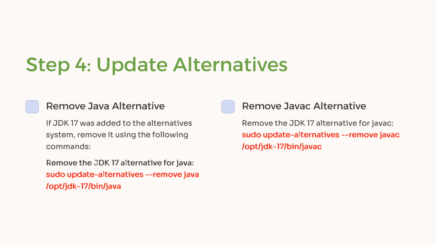Step 4 is update alternatives. Remove Java alternative. If JDK 17 was added to the alternative system, we have to remove using this particular command. Remove javac alternative. We can remove JDK 17 alternative for javac using this command.